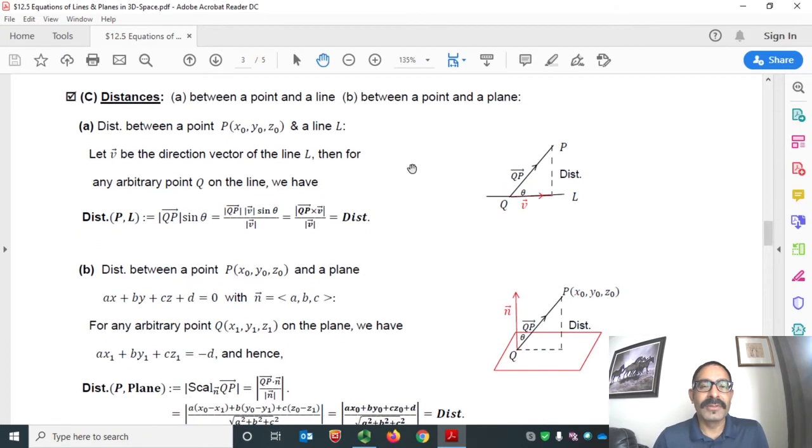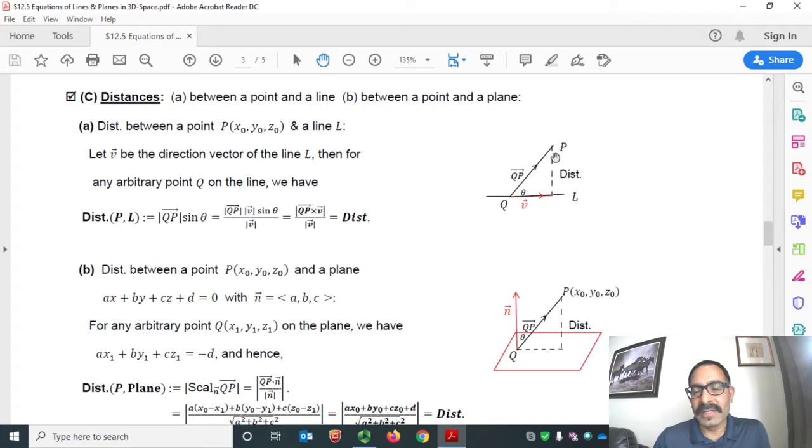Next, let's talk about distance: finding the distance from a point to a line and from a point to a plane. First, the distance between a given point P, whose coordinates are x0, y0, z0, and a line L. This is the line L. So the idea is, let v be the direction vector of the line. Then for any arbitrary point Q on the line, we have the following.